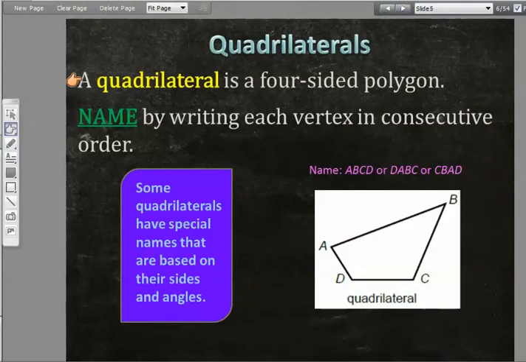A quadrilateral is a four-sided polygon, and you name it by writing each vertex in consecutive order. So you look for the vertex, and basically when it says consecutive order, that means in the order they appear. And we always try to write them in alphabetical order. So we wouldn't go A, D, C, B. We wouldn't want to do that. So we write A, B, C, D. Of course, these are the three different ways you could name it. And you could name it D, A, B, C or C, B, A, D, but most math people are used to seeing it in alphabetical order.